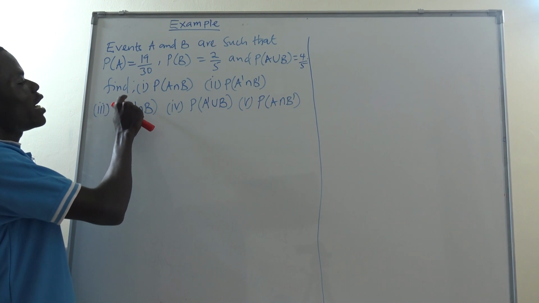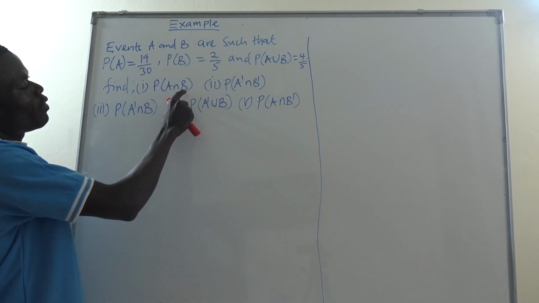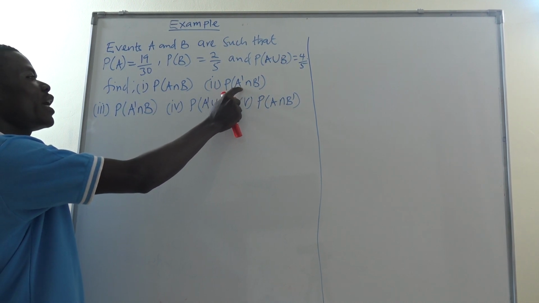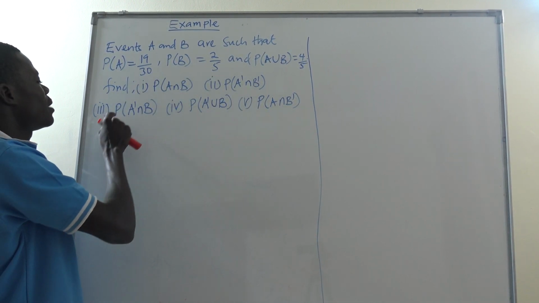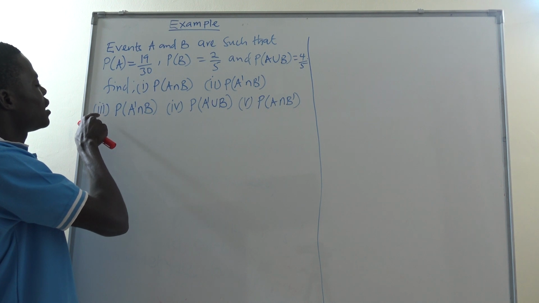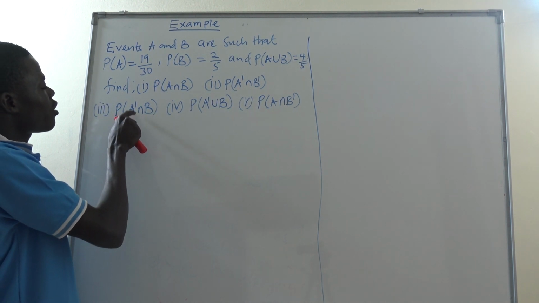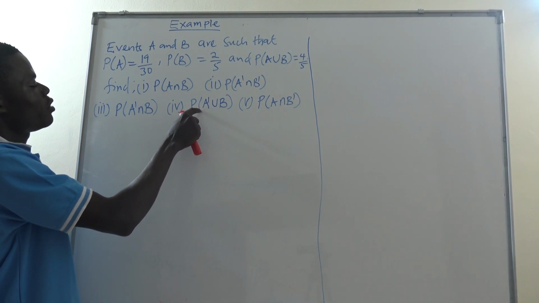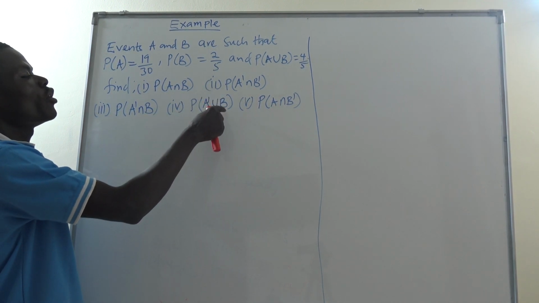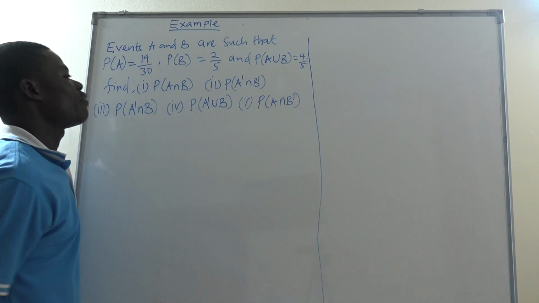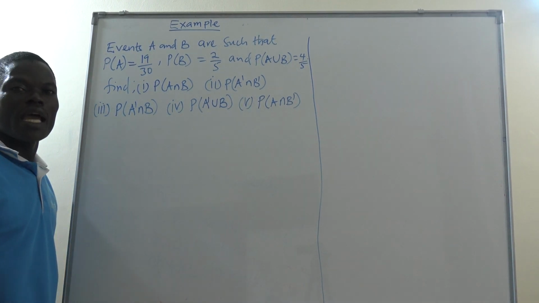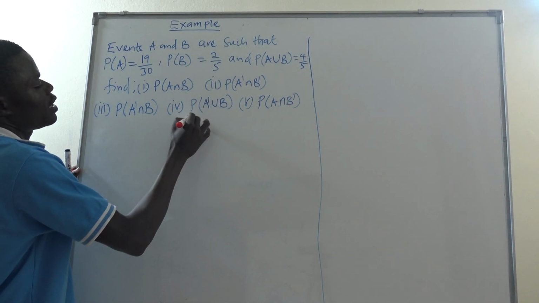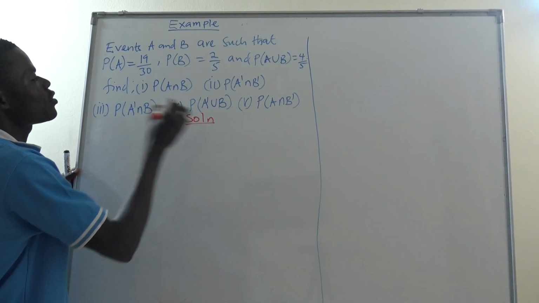Then they are saying find: part 1, probability of A intersection B. Part 2, probability of A complement intersection B complement. Part 3, probability of A complement intersection B. Part 4, probability of A complement union B. Part 5, probability of A intersection B complement. So let us look at our solutions.